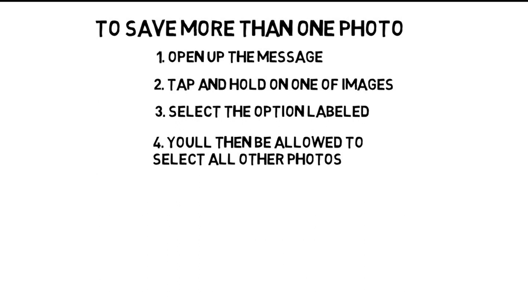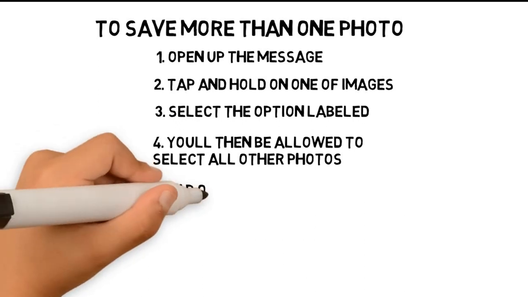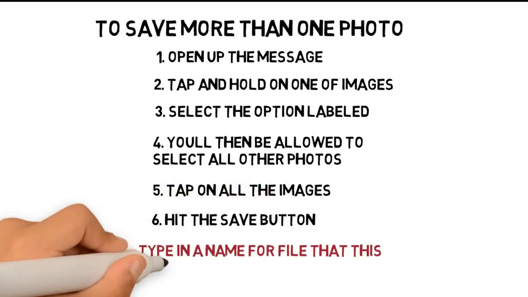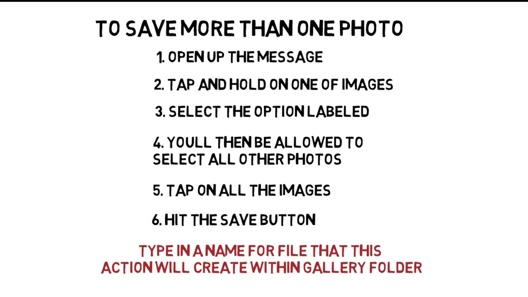Step 4. You'll then be allowed to select all the other photos you want to save with this attachment. Step 5. Tap on all the images you plan to download. Step 6. Hit the Save button when you've finished the selection.